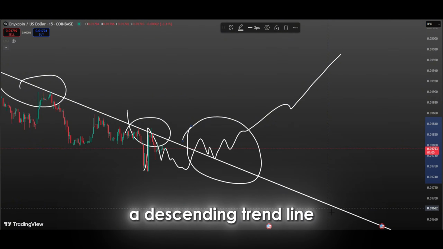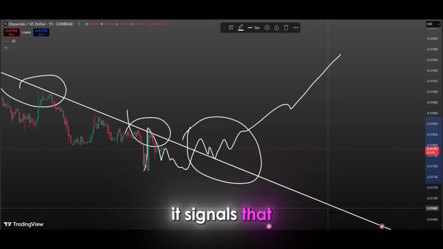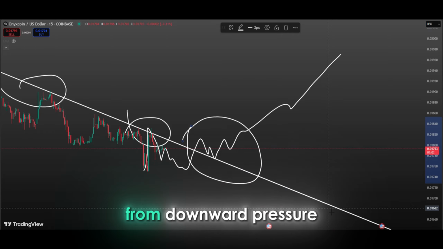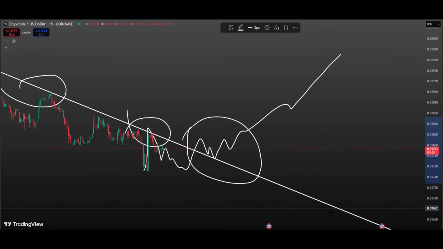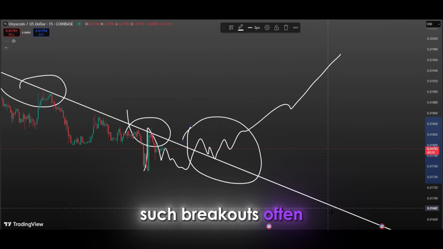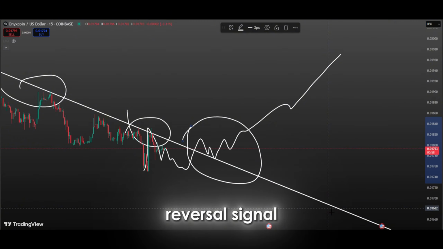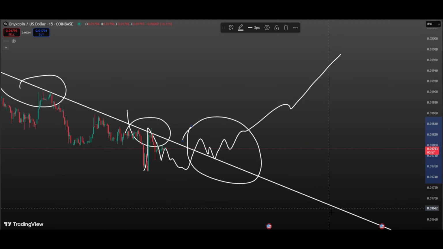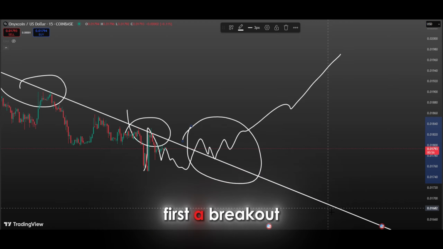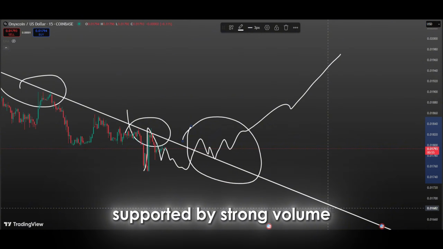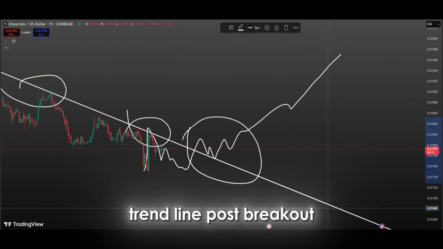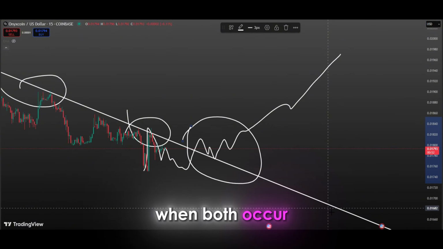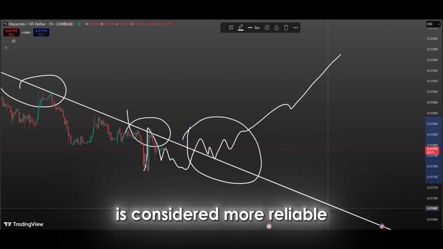A breakout from a descending trend line is a significant technical development. It signals that the price may be freeing itself from downward pressure and entering a new phase. For short-term traders, such breakouts often mean a trend reversal signal. In these scenarios, traders typically look for 2 things. First, a breakout supported by strong volume, and second, a retest of the trend line post-breakout.